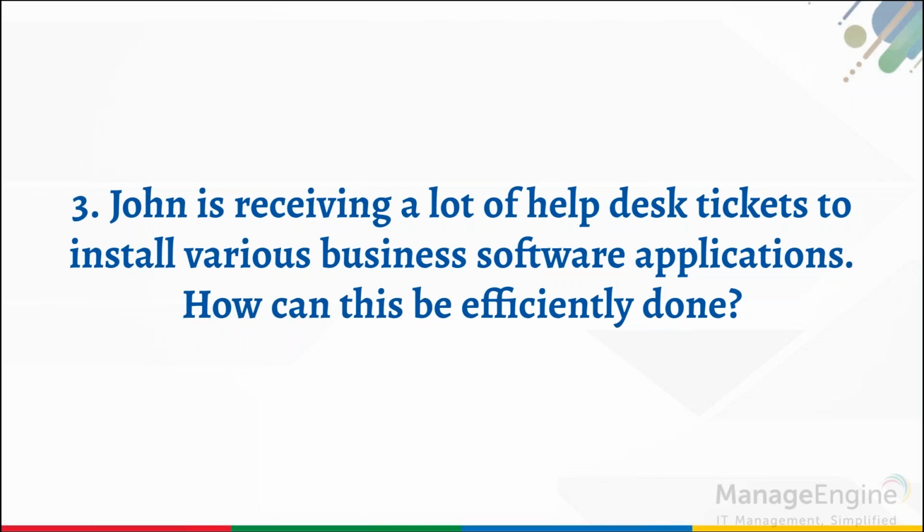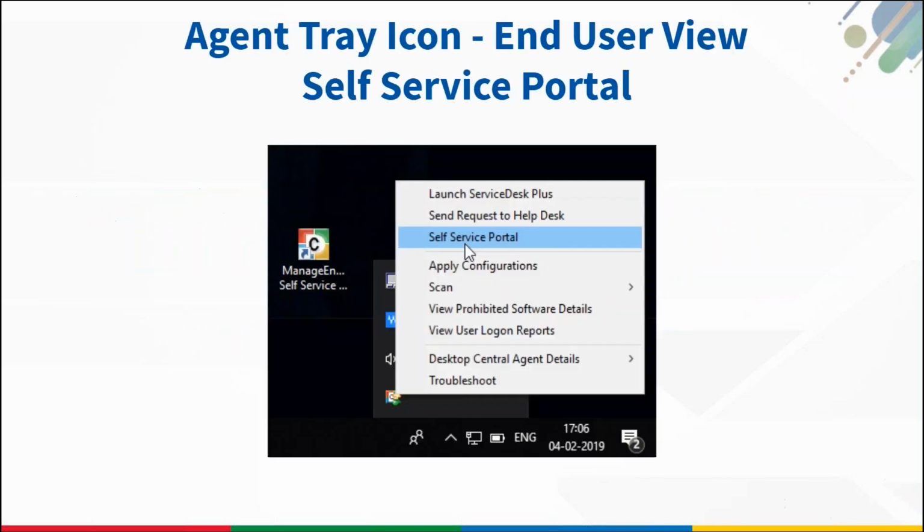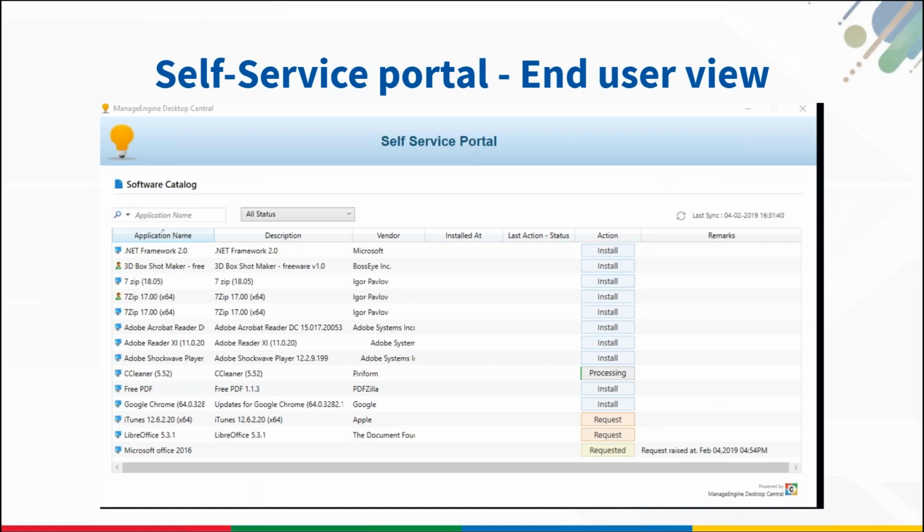Is there something you can do to reduce the number of help desk requests raised and to tackle this issue efficiently? For this, we have an option called Self-Service Portal, in which the end users will have a portal where there will be a list of applications available to them. They can choose and install the desired application without any administrative privileges. They won't need any admin privileges because the Desktop Central Agent is already installed on the computer and it has access to system users via which these applications will be installed.